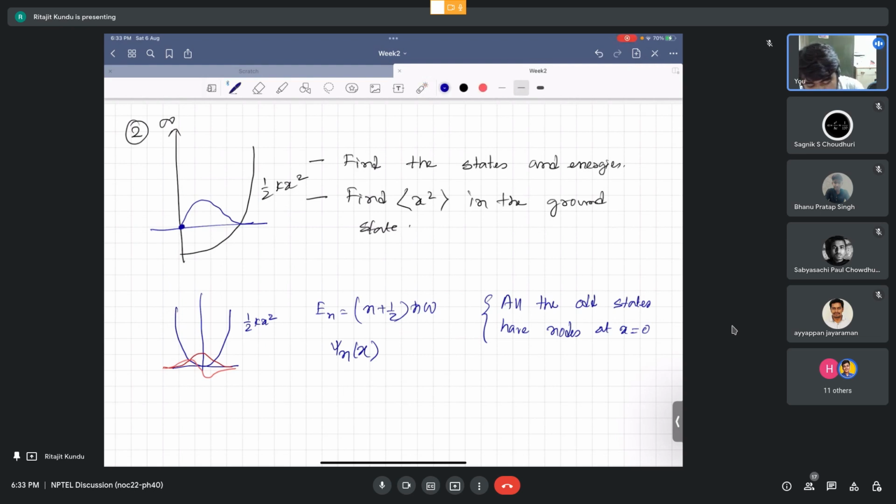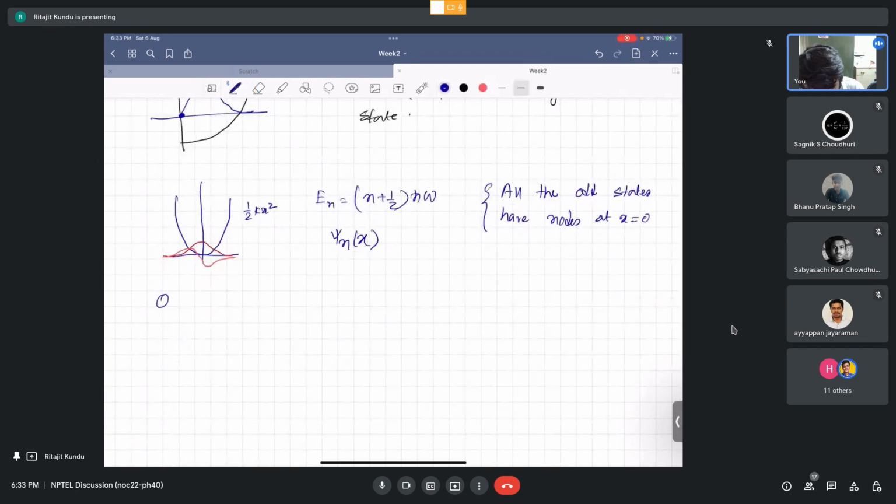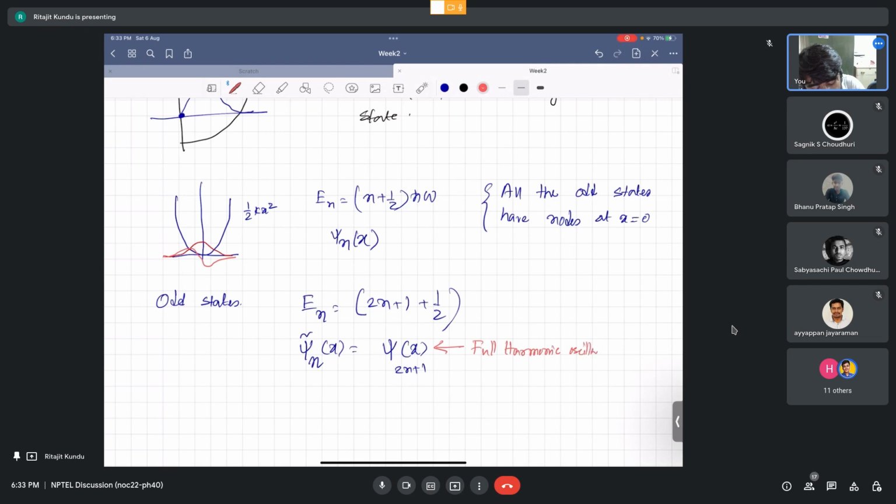So what do I mean by that? Odd states, let me write it down. Odd states means that E_n is given by (2n plus 1 plus half) h bar omega. So 2n plus 1 is an odd number, right? And the states will be all of the odd states. Let me write psi tilde n is nothing but psi of x with index 2n plus 1. This is your old full harmonic oscillator state, and this is your half harmonic oscillator state.